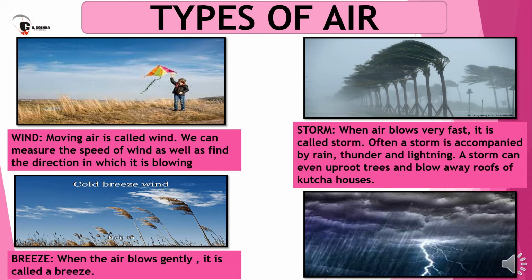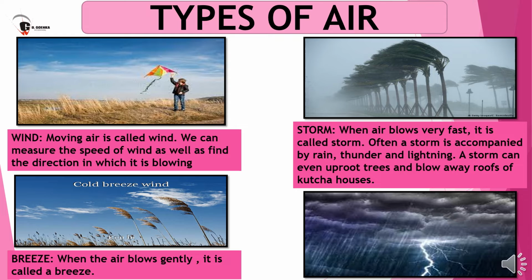Types of air. So students, now I will discuss the types of air with you. First is wind. Moving air is called wind. We can measure the speed of wind as well as find the direction in which it is blowing. Second is breeze. When the air blows gently, it is called breeze. And third is storm. When air blows very fast, it is called storm. Often a storm is accompanied by rain, thunder and lightning. A storm can even uproot trees and blow away roofs of kacha houses.